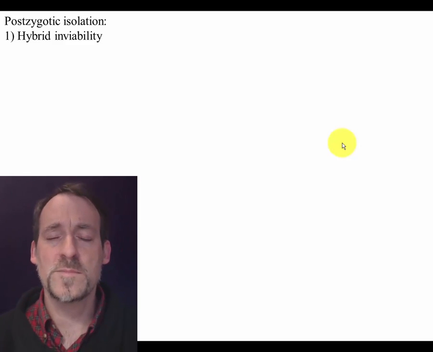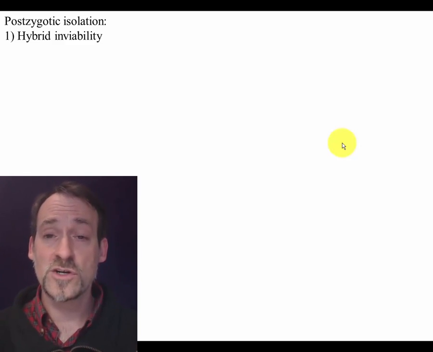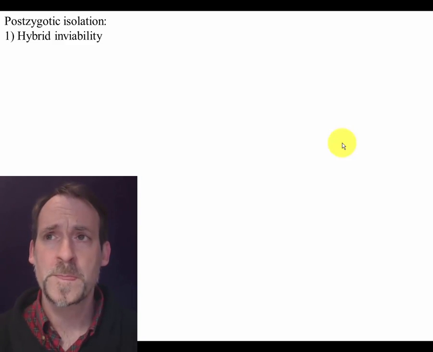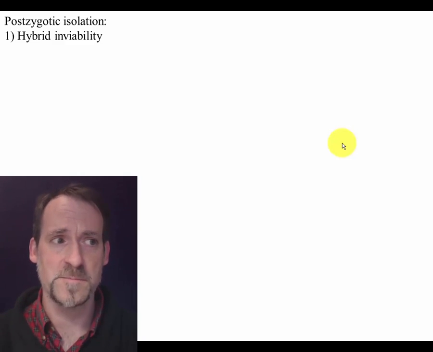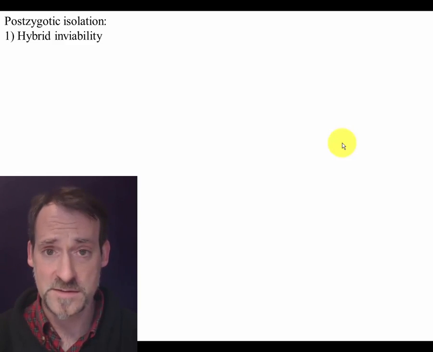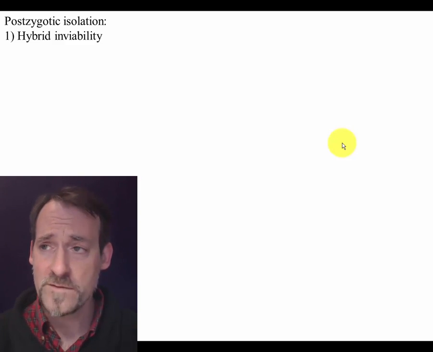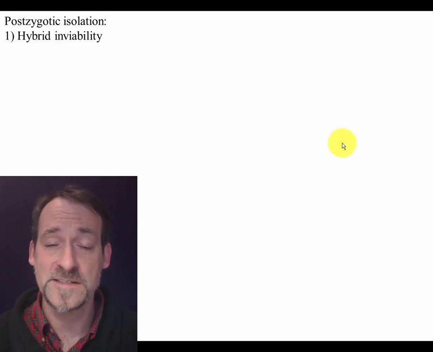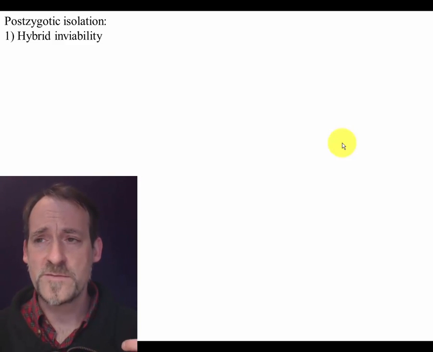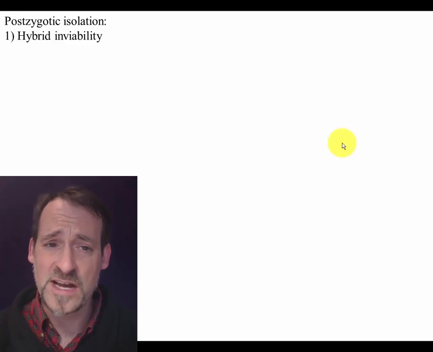There are also mechanisms that isolate two gene pools from one another that occur after the zygote forms. And post-zygotic isolation basically means that the hybrid offspring have very poor fitness. This can happen in two different ways. One of the ways this can happen is simply that the hybrids are inviable. They don't survive well. So when individuals from two different gene pools mate and the offspring tend not to survive, that's called hybrid inviability.